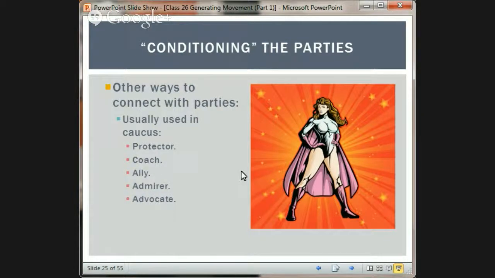There are other ways you can connect with the parties, and you usually have to do this in caucus, because clearly it can be perceived as being partial to a party. In fact, you're probably going to do it in one room and then go to the next room and do a lot of the same things with the other party. Protector, coach, ally, admirer, advocate. There's a couple of clips where one mediator physically moves to align himself on the same side of the table in caucus with the plaintiff's lawyer and the plaintiff. I think it's a little clumsy the way he does it, but I understand what his intention is.